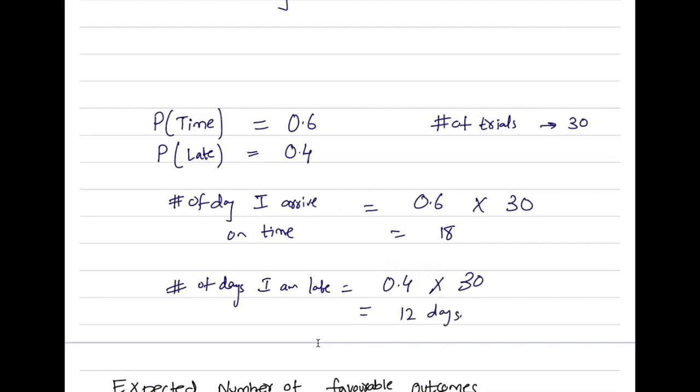Getting the idea? Cannot we just divide 12 by 30 and get 0.4? Yeah, but that's the probability. Now we want the number of days I'm late. So I'm going to multiply the probability of getting late by the total number of trials. So in a month, I'm going to be late for 12 days, and in a month, I'm going to be arriving on time on 18 days.